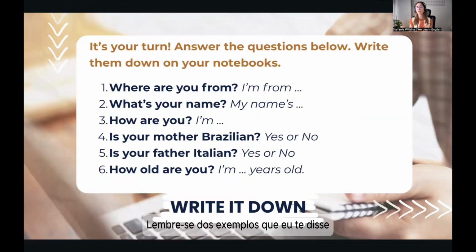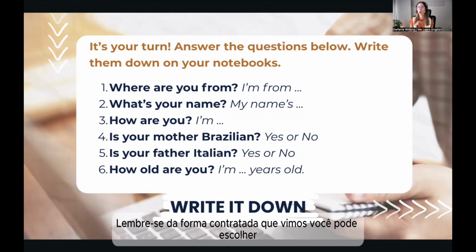Remember the examples I told you? Now it's time to practice. Let's go to number 1. I'm going to read this for you and you answer in your notebooks according to your own experience, okay? What is true for you? Number 1. Where are you from? And then you say, I'm from, and then you say the country or the city or the state that you are from. Number 2, what's your name? My name's or my name is. Remember the contracted form we saw? You can choose.